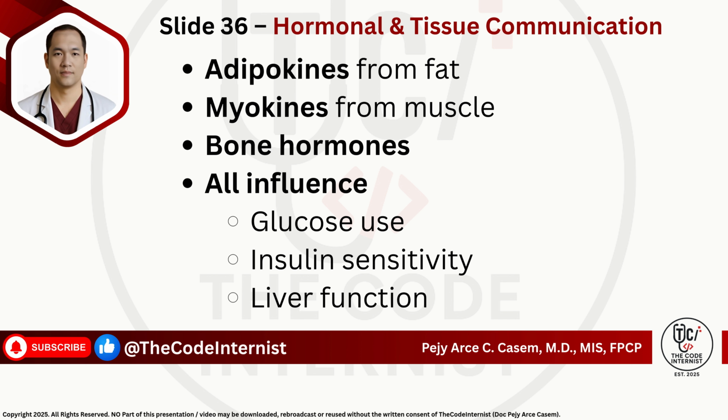Other body tissues send messages too. Fat cells release adipokines, muscles send myokines, and even bones release hormones that affect how well the body uses sugar. This network of chemical messengers helps the organs talk to each other to keep blood sugar balanced and energy flowing efficiently.